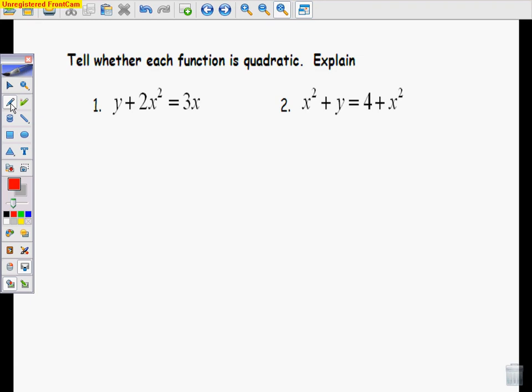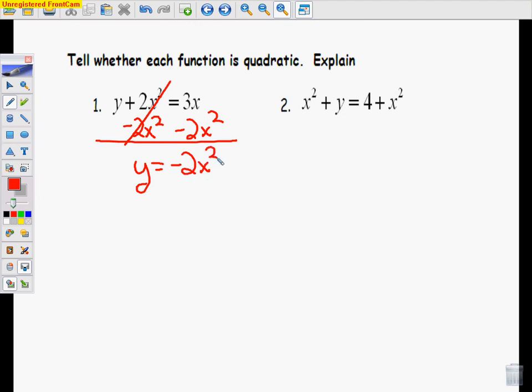Now in number 1, we see that there's a highest exponent of 2 already, but what I suggest that you always do is put the equation in standard form. Standard form has to do with having y by itself on one side, and then you order it so it goes from highest exponent to lowest. So here we do see that in standard form we have a highest exponent of 2, and because it has a highest exponent of 2, we know that this is quadratic.